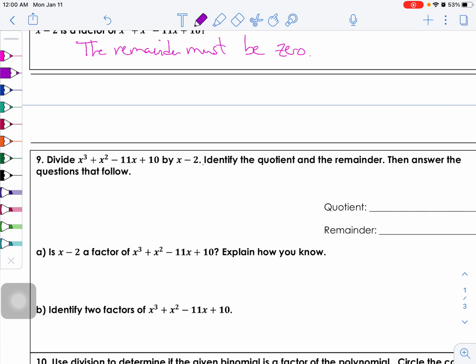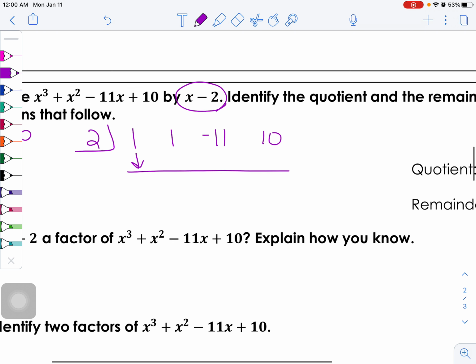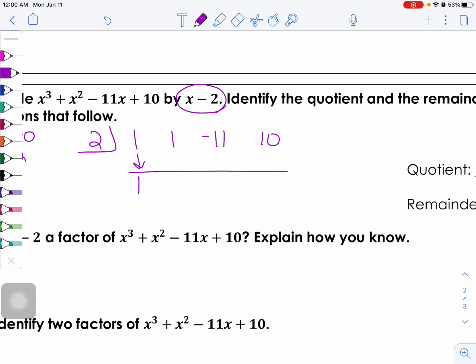So now in problem number 9, we're actually going to do this division. So we are dividing by x minus 2. So x minus 2 equals 0, which gets me a 0 of 2, an x value of 2. Coefficients only: 1, 1, negative 11, and 10. Drop the first one. I'm going to zoom in just a little bit.